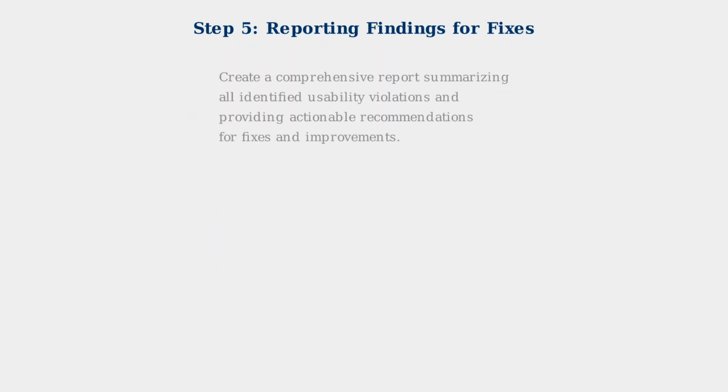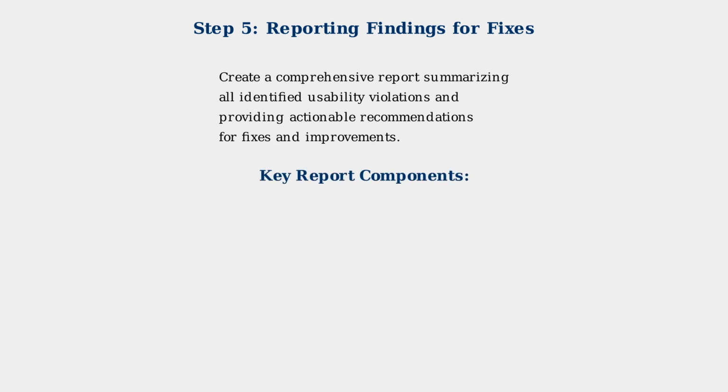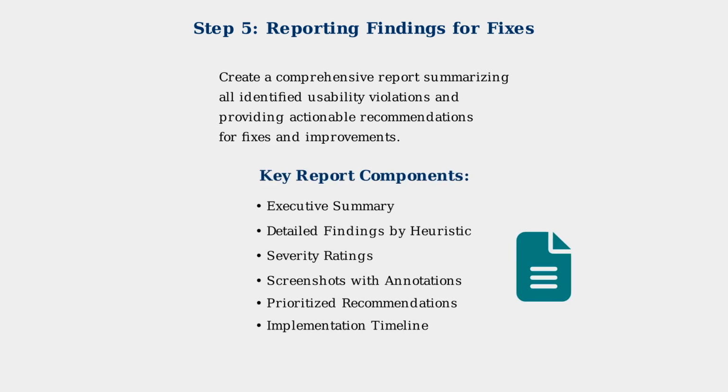The final step in heuristic evaluation is creating a comprehensive report that summarizes all findings and provides clear recommendations for fixing the identified usability issues. A well-structured report includes several key components that make it actionable for the development team. The report creation process involves compiling findings from all evaluators, prioritizing issues by their severity ratings, grouping them by the affected heuristics, and developing specific recommendations for each problem. This report becomes a valuable roadmap that guides designers and developers in quickly addressing usability problems and creating better user experiences.